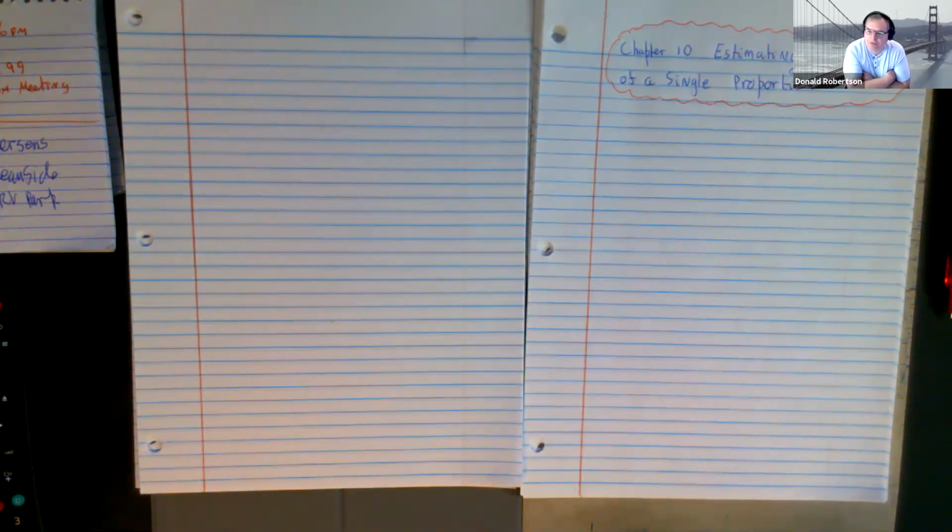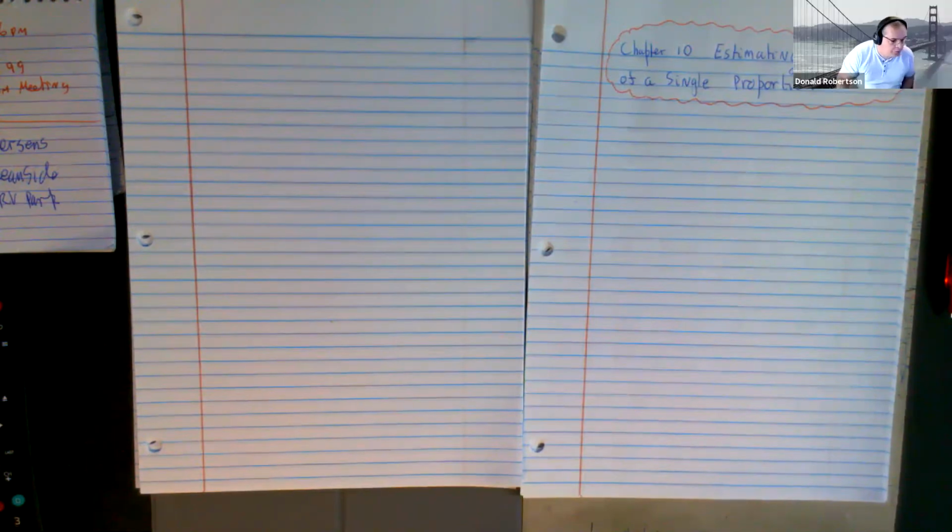And we're going to be looking at essentially estimating a sample proportion, either a single or a difference, or a population's mean, either a single or a difference. And it's going to be full of confidence intervals. So a lot of the same regurgitate.